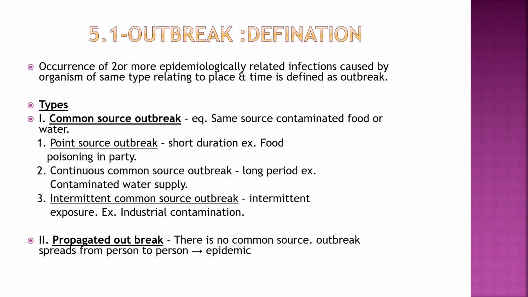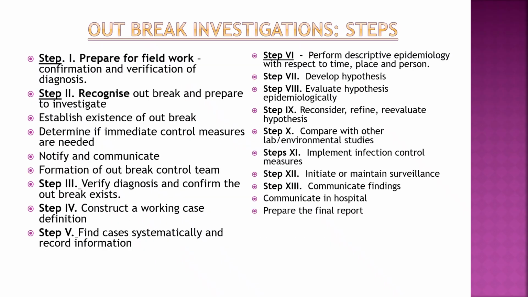And the second main type is propagated outbreak. There is no common source in that, and the outbreak spreads from person to person and then it causes an epidemic. Now we will see the steps of outbreak investigation. There are a total of 13 steps.